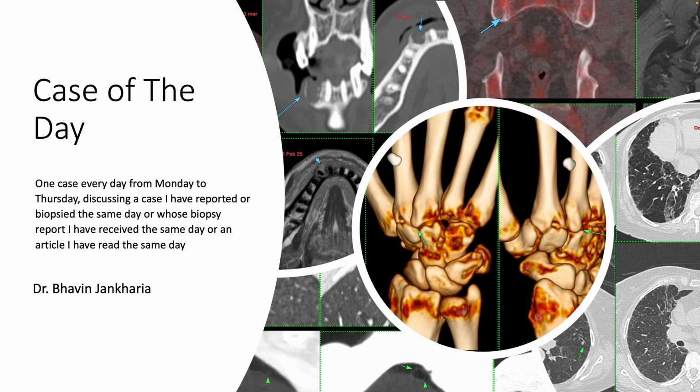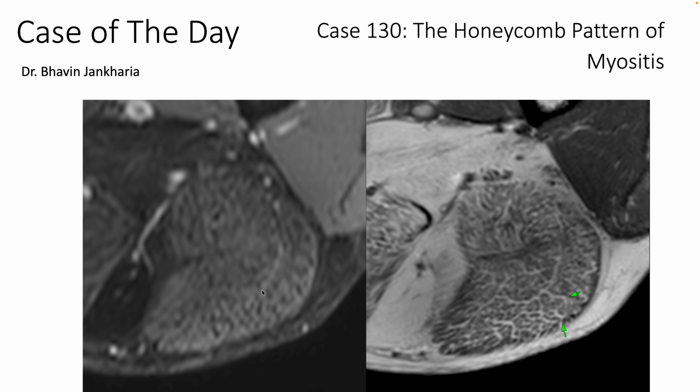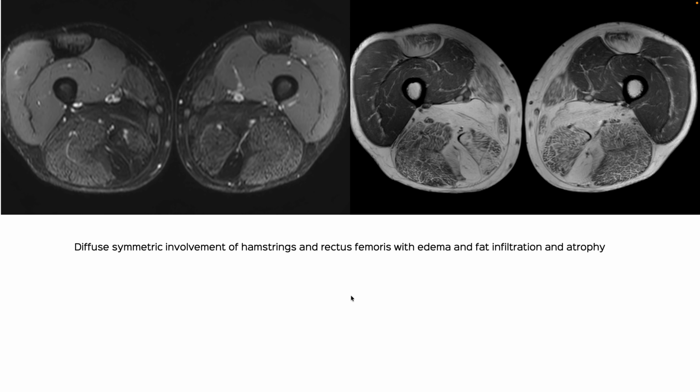This is case of the day, and now we've reached the 130th case, and just look at the beautiful image here. This is titled The Honeycomb Pattern of Myositis, and the 61-year-old was discovered to have a myopathy just about 3 months ago, and I guess it must have been subclinical.